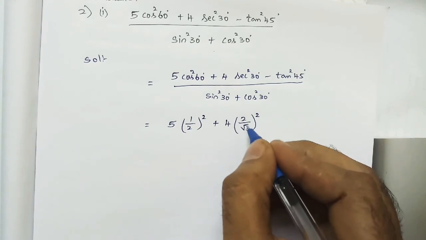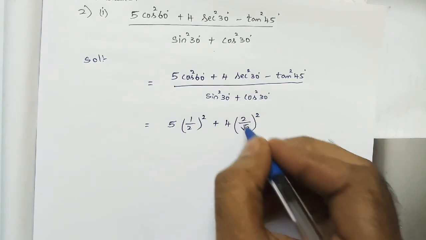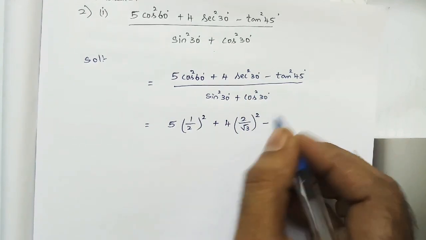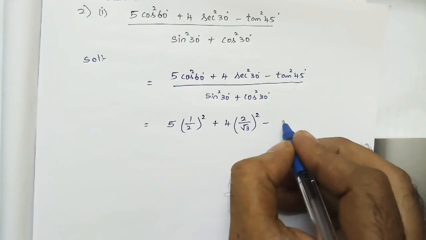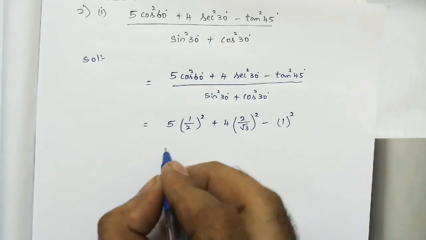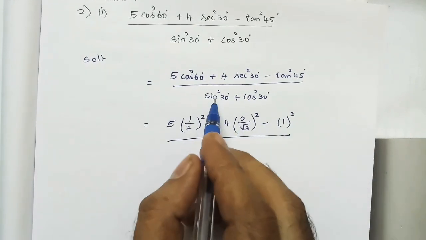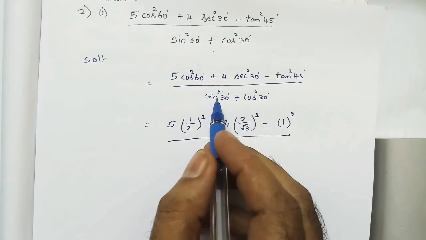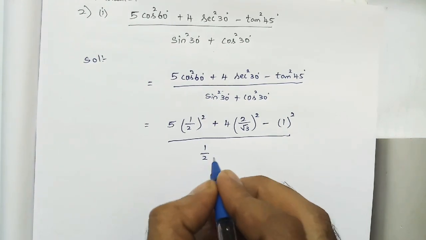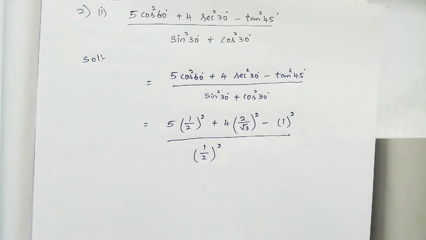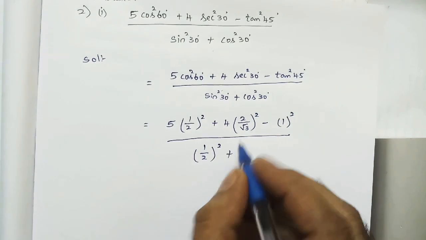Sec 30 is nothing but 2 by root 3, so sec square 30 degree is 2 by root 3 the whole square, minus tan square 45 degree. What is the value of tan 45? 1. So 1 square divided by sin square 30 plus cos square 30. What is the value of sin 30? Sin 30 is 1 by 2. So 1 by 2 the whole square plus cos square 30.